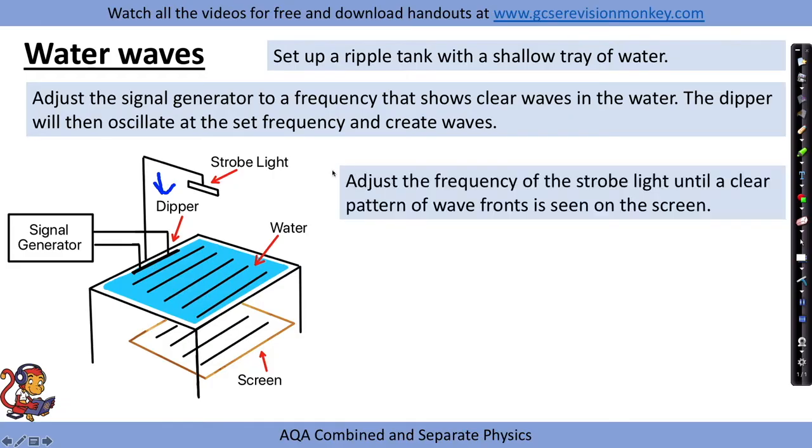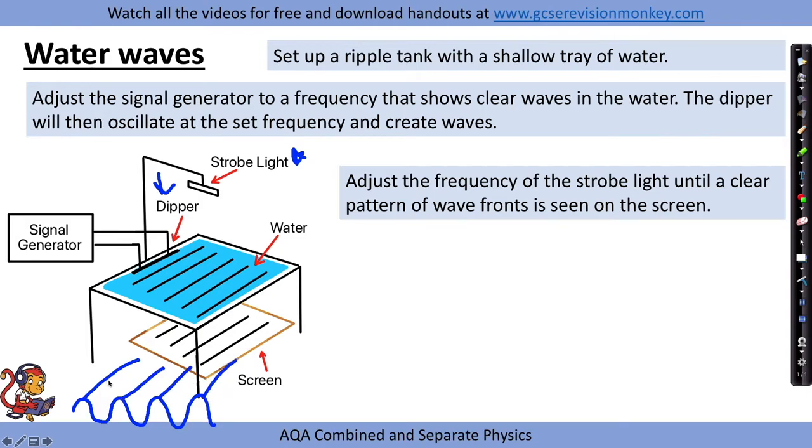We need to adjust the frequency of the strobe light here until a clear pattern of wavefronts is seen on the screen. So you'll have a screen or a piece of paper underneath whereby you're going to see the shadows created by the wavefronts. And if we imagine a water wave, which is a transverse wave going like that, the wavefronts you're seeing are the peaks of the waves like so.